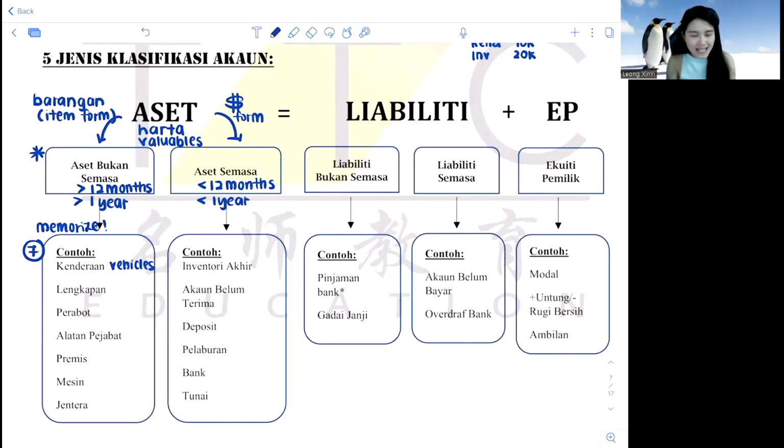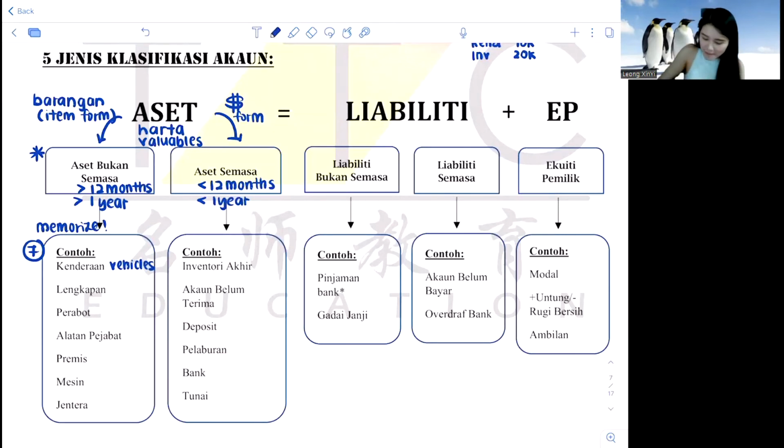But cars such as van, lorry, these are very normal because like TTC also we do have van as our asset bukan semasa. So we use that to transport our students from their house to our tuition center. Okay, so that is kenderaan.